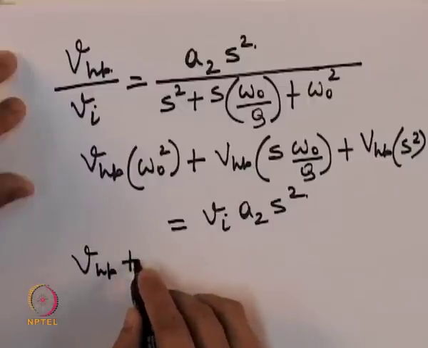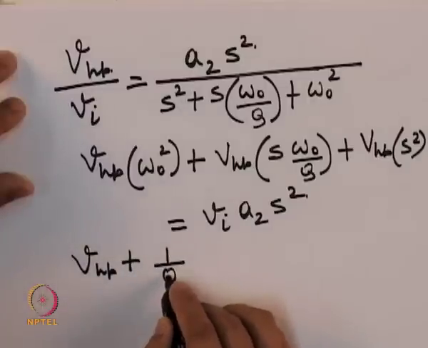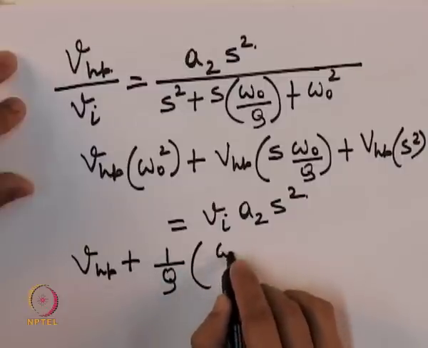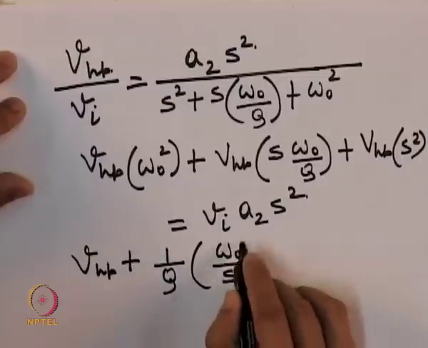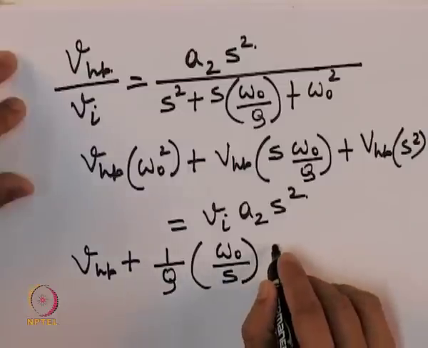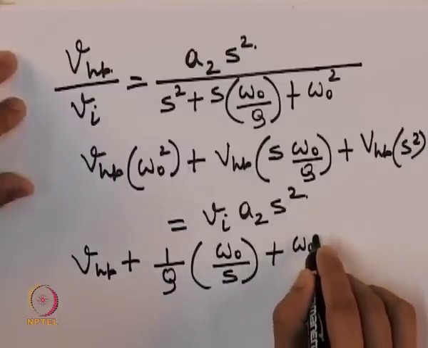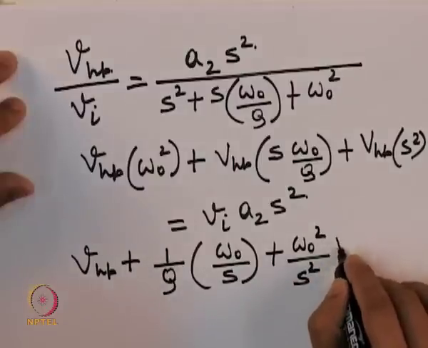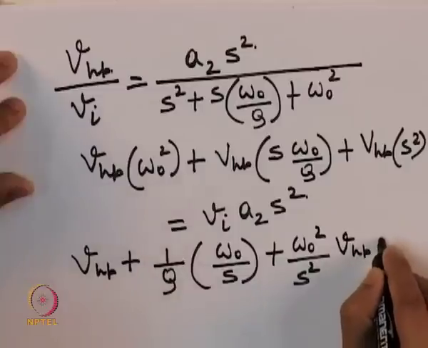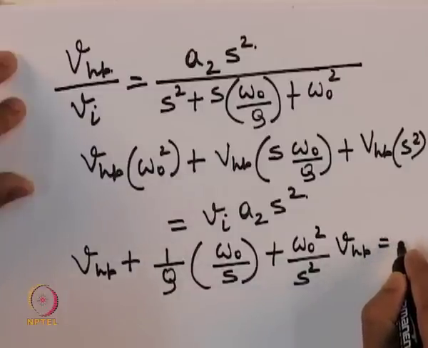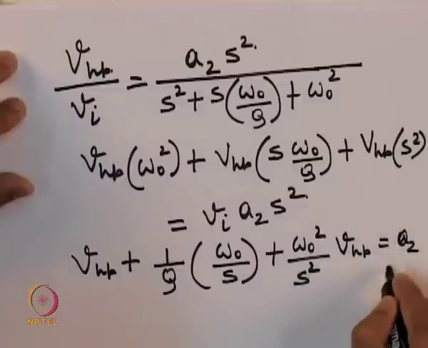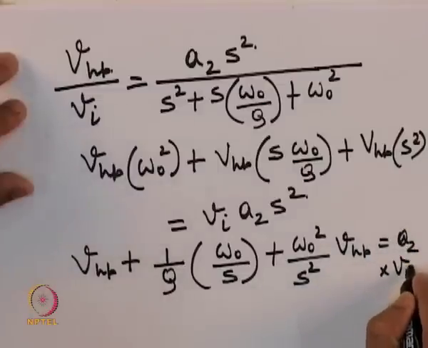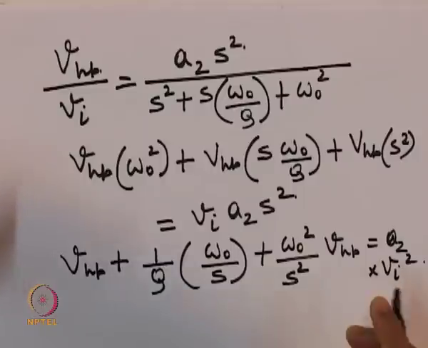Now, if I divide both sides by S square, then what I will have is VHP plus 1 upon q omega 0 upon S VHP plus omega 0 square upon S square VHP equal to A2 times VI. Now, suppose we write a signal flow graph diagram.